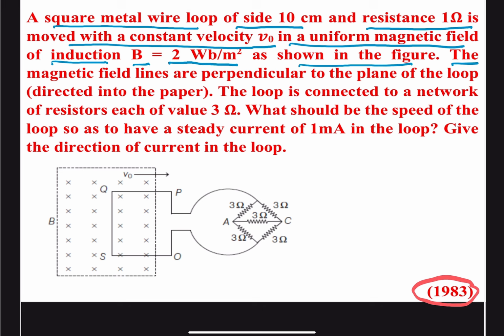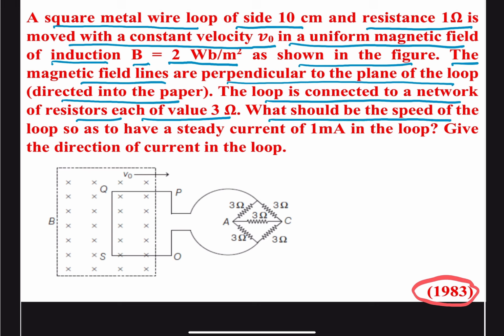The magnetic field lines are perpendicular to the plane of the loop, directed into the paper. The loop is connected to a network of resistors, each having 3 ohm. What would be the speed of the loop so as to have a steady current of 1 milliampere in the loop? Give the direction of the current in the loop.